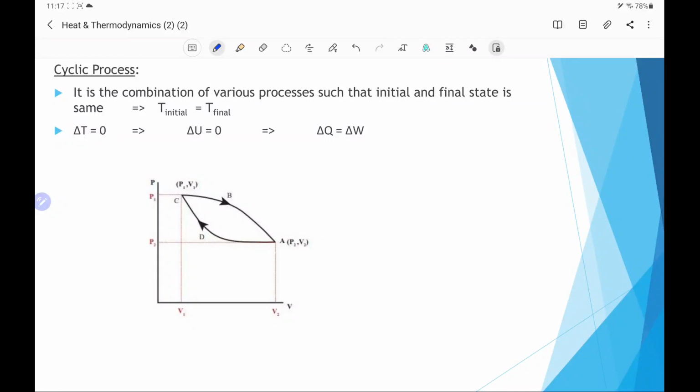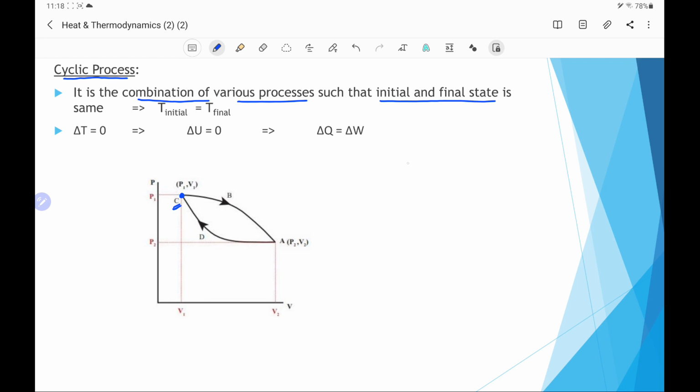Next thermodynamic process is cyclic process, and this cyclic process is the combination of various processes, it may be two or more, which have same initial and the final state. Here we have shown in the figure two processes B and D, and they have same initial and final state, that is, it is C.